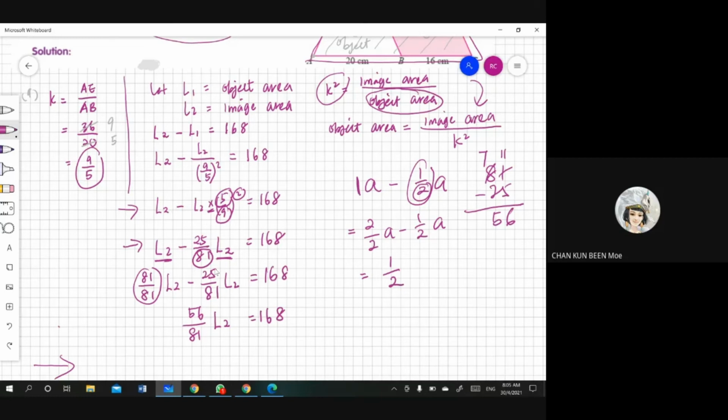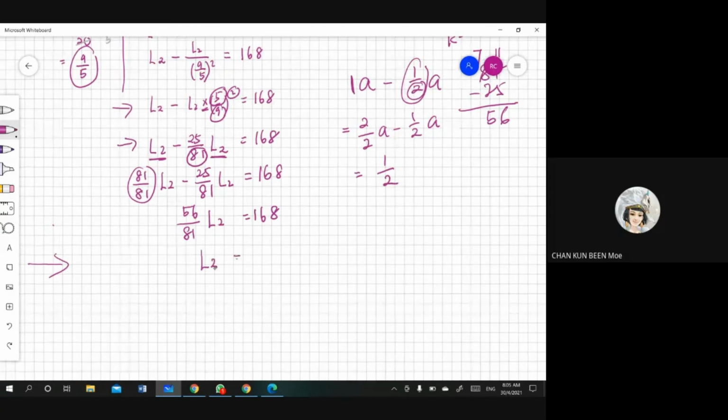Are you okay now? Okay. Then you just continue with finding the L2, which is 168. Originally, it is divided by 56 over 81, so we need to change it to multiplication, 81 over 56. So you can see the common number here. 6 times 3 is 18. So most probably, this times 3 you get 168. That is correct. So 3 times 1, 3. 3 times 8, 24. Okay? Okay, so we move on.